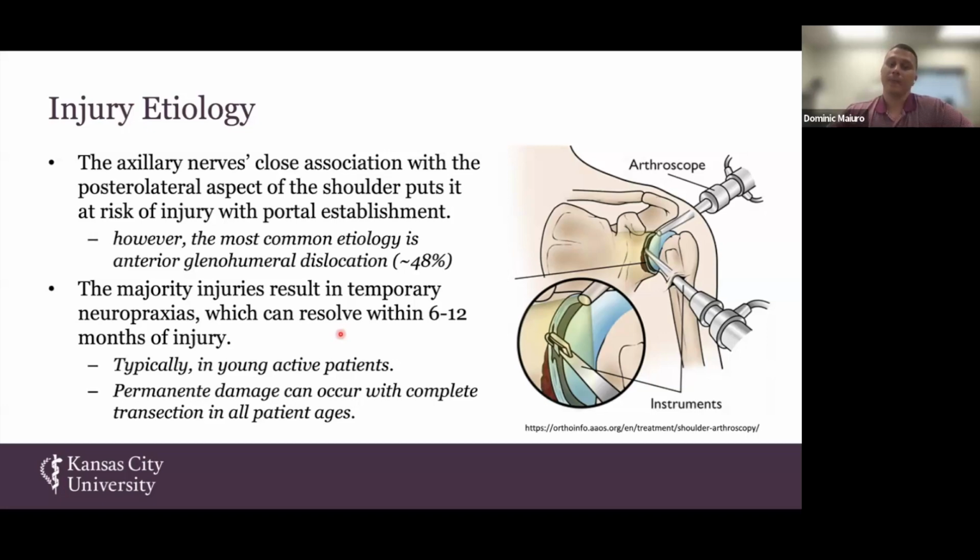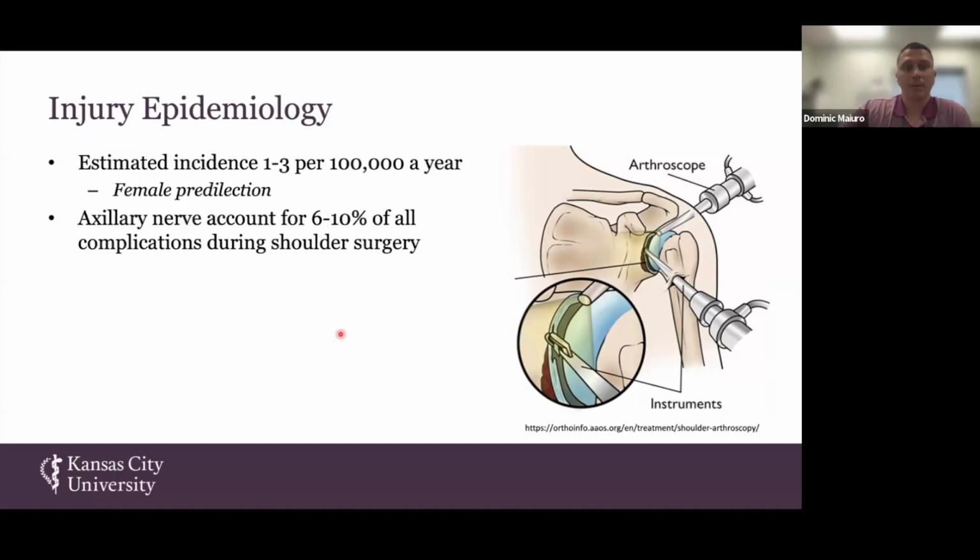Now, this isn't always true with older individuals. Young patients are going to have a better likelihood of recovering from an injury like that. But if they have complete transection, which can happen, then it's basically permanent in all ages. Let's see. So the epidemiology of this happens with a female predilection of about 1 to 3 per 100,000 a year.